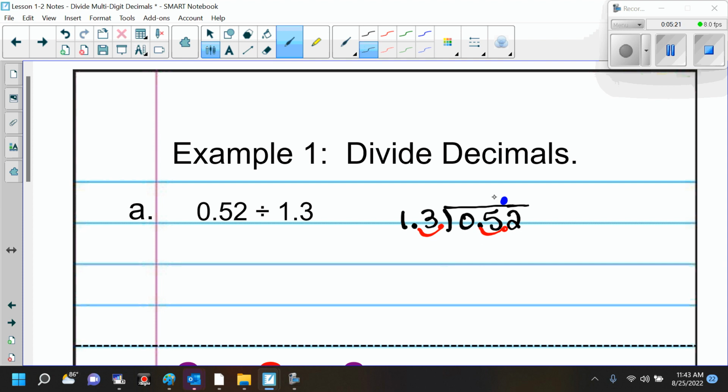So 13 goes into 5 0 times. 0 times 13 is 0. And then we subtract. And then we're going to go ahead and bring down that 2. And now 13 goes into 52. How many times? 4 times. Very good. So 4 times 13 gives us 52. And that gives us a 0 remainder.